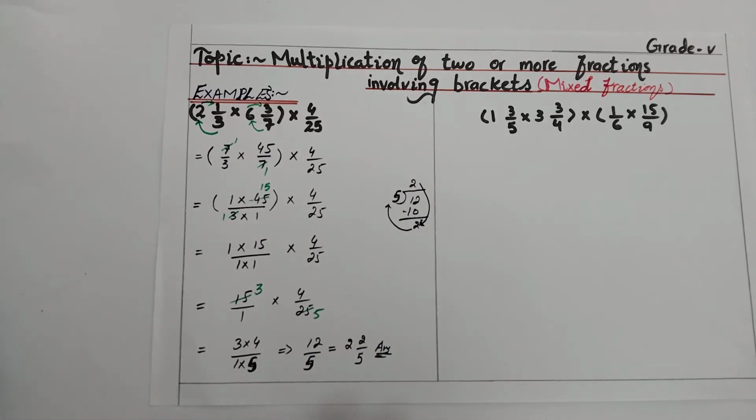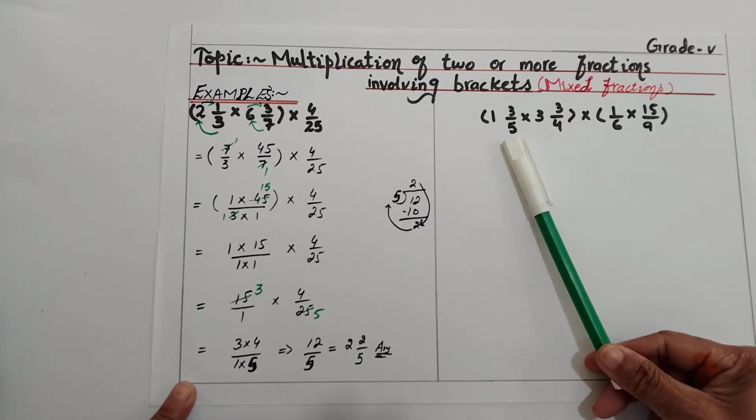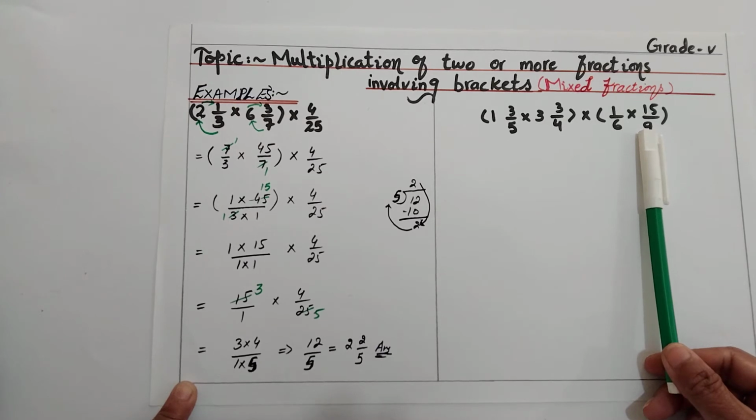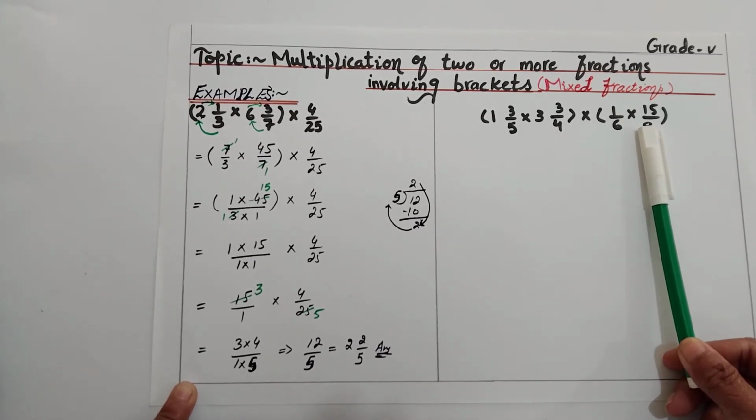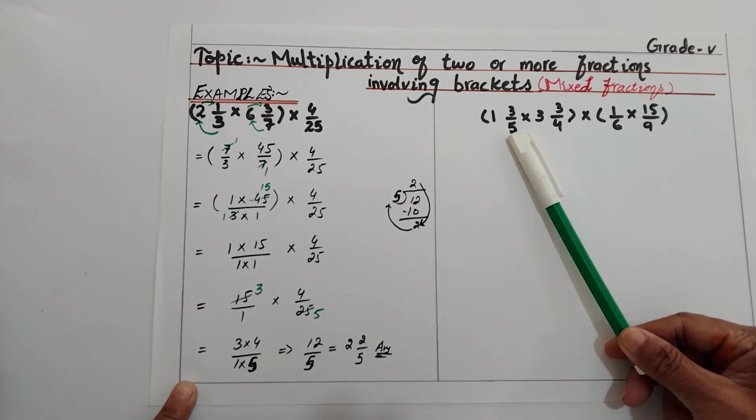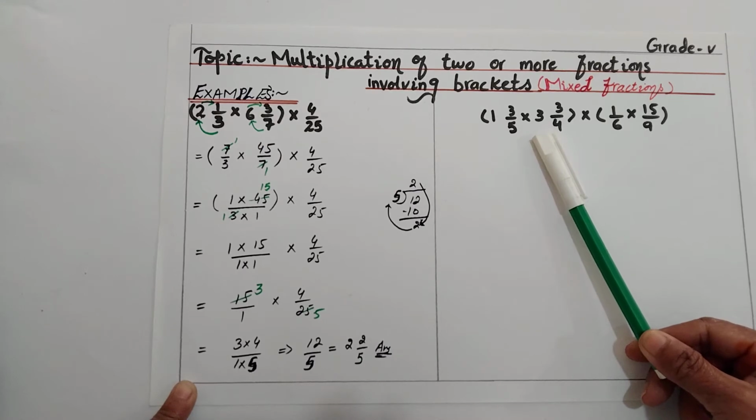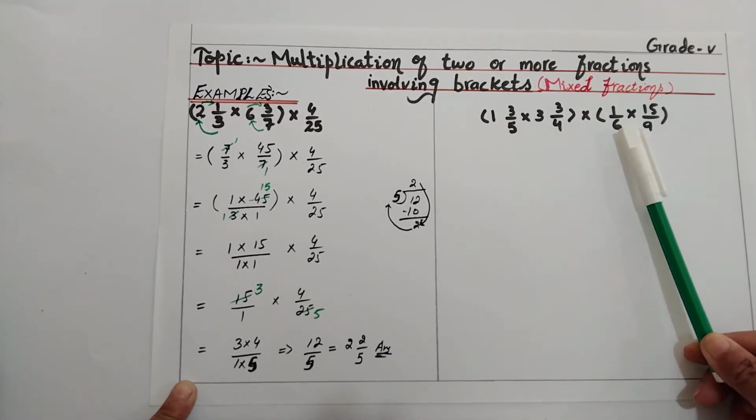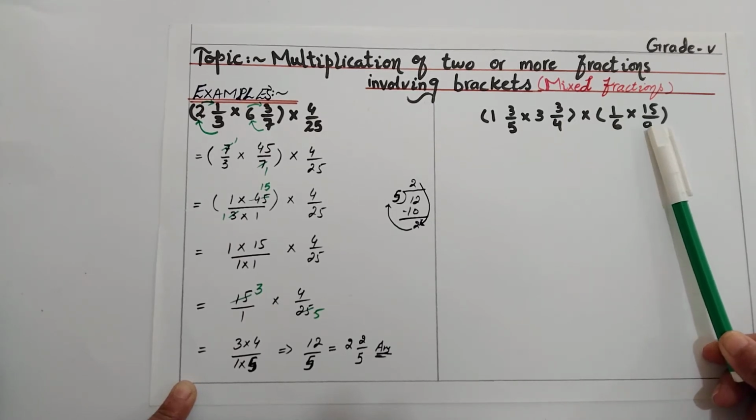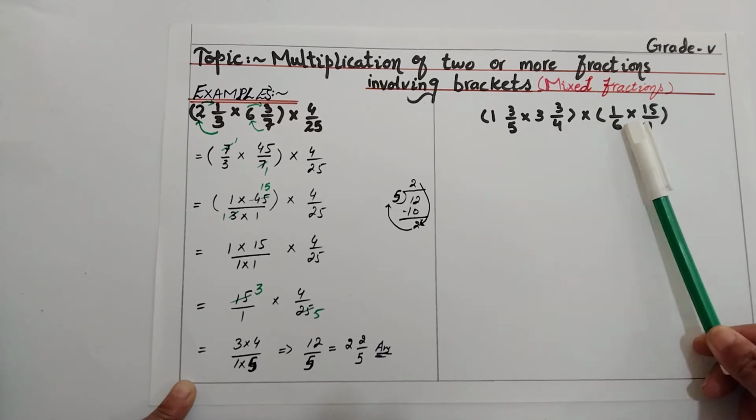The second example is totally the same as this, but the difference is that we have two groups of fractions, first group and second group. It means firstly we have to simplify the mixed fractions inside the bracket, and then we will simplify these two fractions, and at the end we will simplify the answers of these two groups.